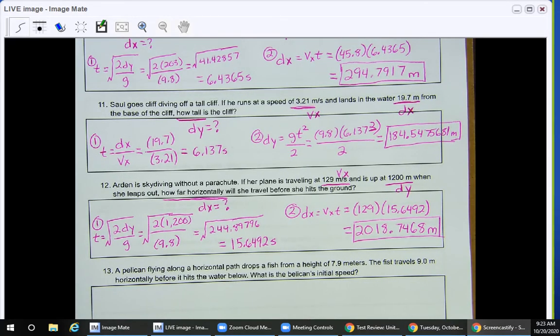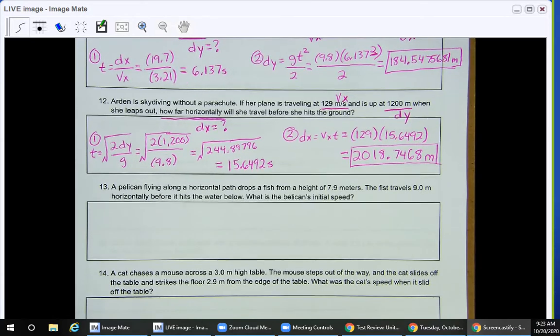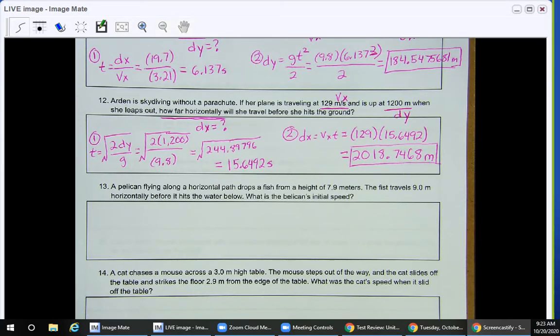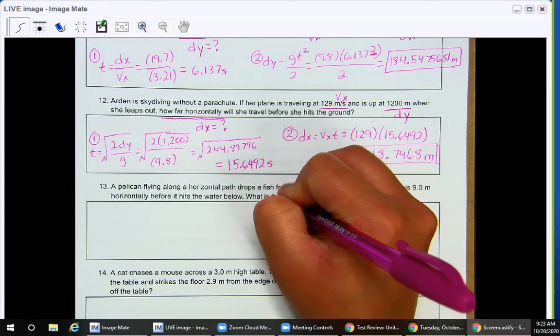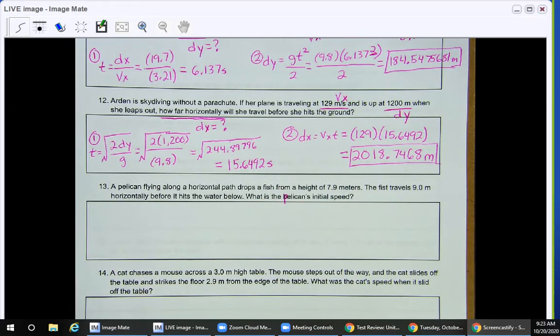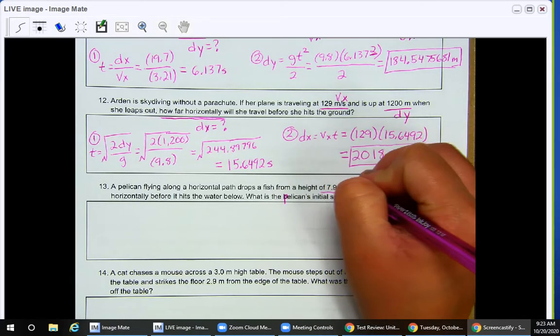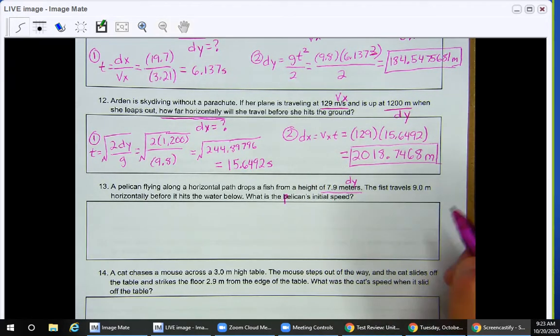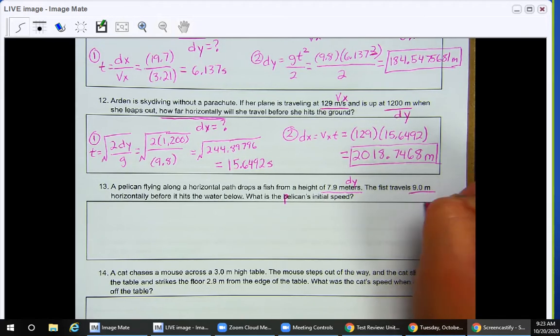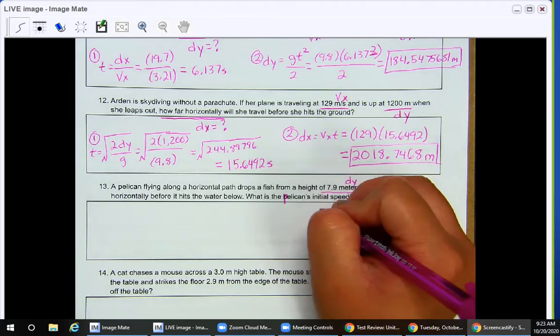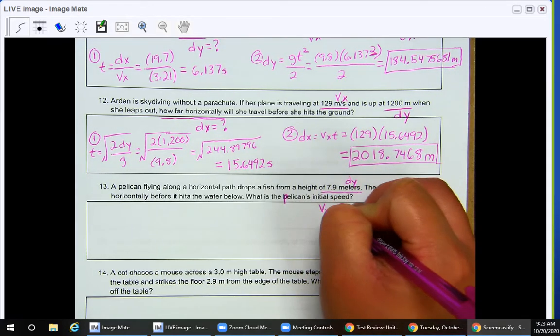Number 13. A pelican flying along a horizontal path drops a fish from a height of 7.9 meters. The fish travels 9 meters horizontally before it hits the water below. What is the pelican's initial speed? So we know we have a height of 7.9 meters. Height's vertical, so that's our dy. 9.0 meters horizontally, that means that's our dx. And we're looking for the speed, the Vx.